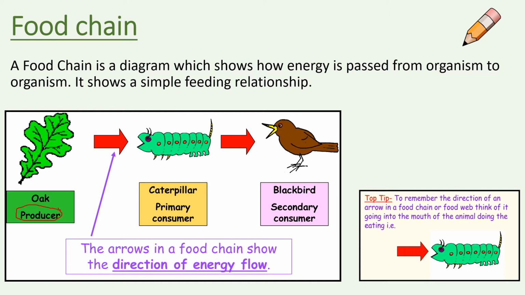Then you have an arrow. Now the arrows point in the direction of what is eating it, and the arrow represents the direction of energy flow. So the caterpillar is getting energy from the oak because it's eating it. So the first thing that comes after the producer is always called the primary consumer.